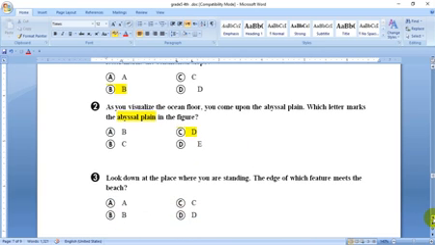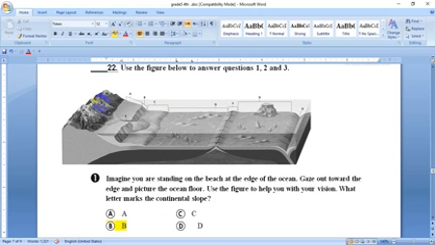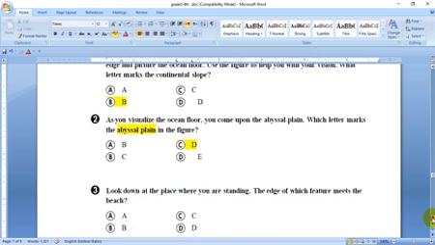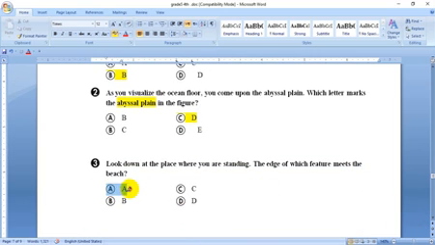Next question, look down at the place where you are standing, the edge of which feature meets the beach? Which part of the ocean floor meets the beach here? This is the beach, and this is the part that meets or touches the beach. So this part is called the continental shelf. So this will be the continental shelf.